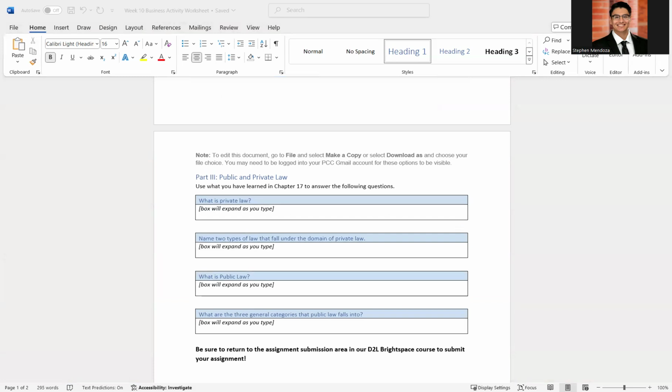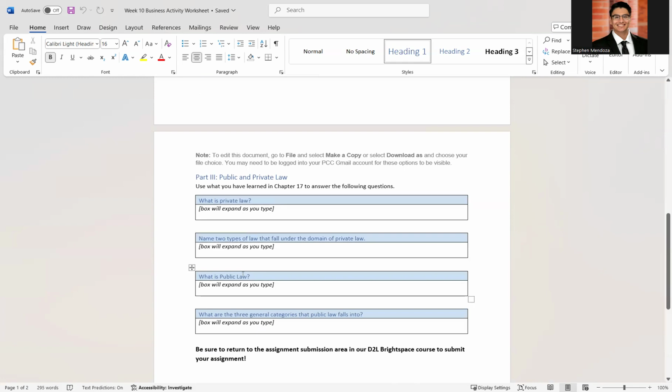Use what you learn in chapter 17 to answer the following questions. So, what is private law? Pretty simple to find a definition there. Name two types of laws that fall under the domain of private law. The textbook gives you many different examples: family law, contract law, tort law.